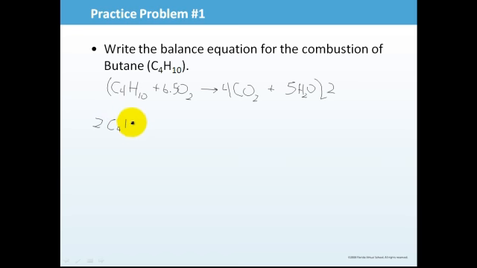C4H10 plus 13 O2 yields 8 CO2 plus 10 H2O.